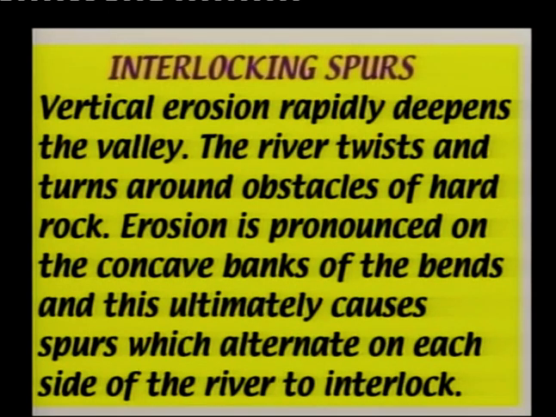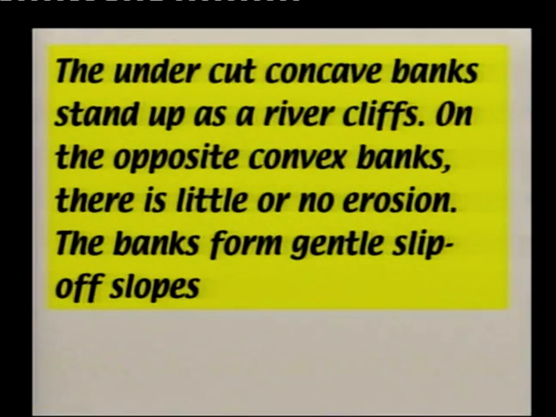You double check. That's not all. You note also the undercut concave banks, that is the erosional bank, would usually stand up as river cliffs. Meanwhile, on the opposite side, that is the convex bank or the depositional bank, there is little or no erosion. On that side, the convex bank would usually form what we call gentle slip-off slopes. So that is the explanation on the formation of interlocking spurs. You check, make corrections.